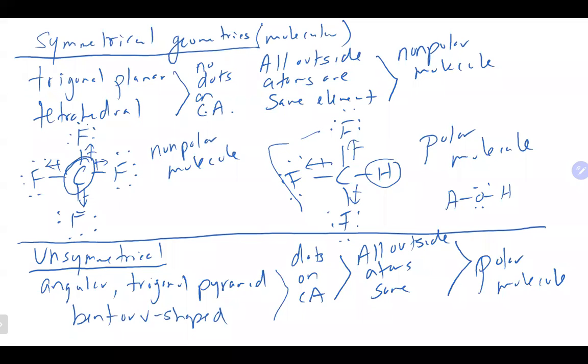So linear, which is a straight line, is an easier one to sort of figure out. This is a very good way to very quickly just look at a Lewis structure and, like I said, make a pretty educated guess as to whether or not it is a polar or non-polar molecule.